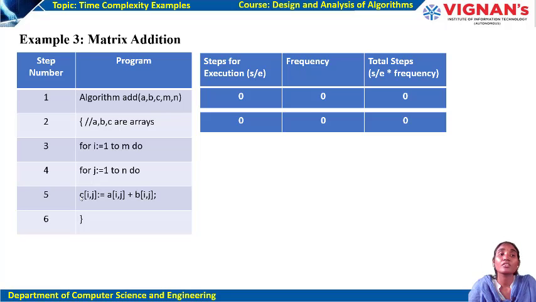Generally here i is equal to 1 initially; it will be initialized. And how many times will this be checked? 1 to m means i less than or equal to m has to be checked. Here i less than or equal to m, and each time i will be incremented by 1.